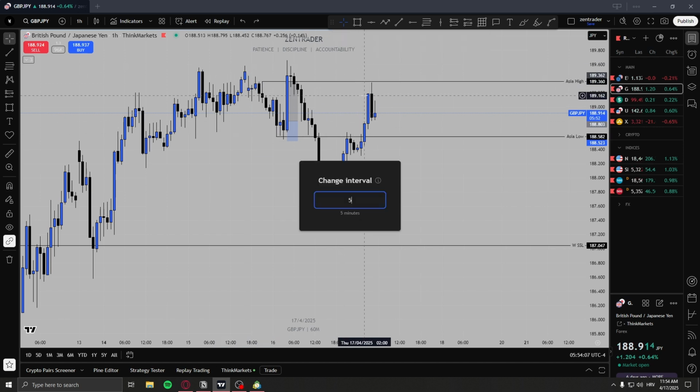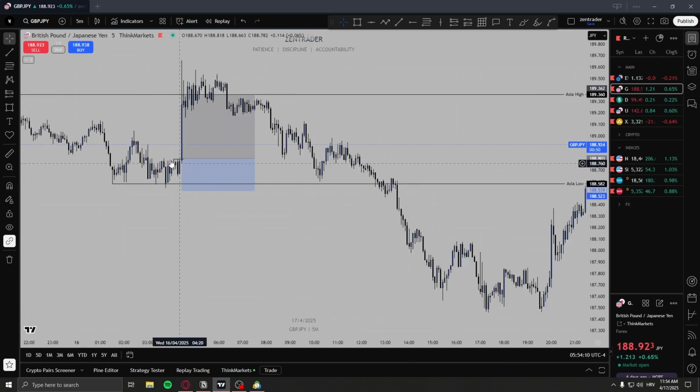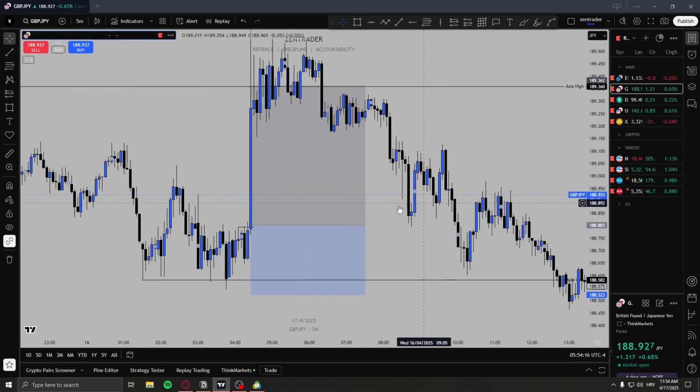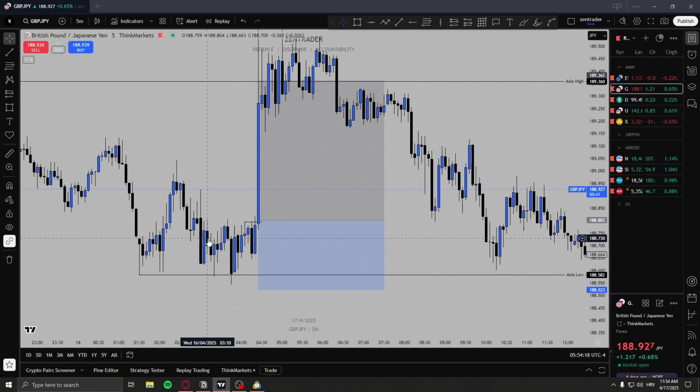So once I was on the charts in the morning, I saw that we swept the Asia low, and then I was waiting for a break of structure to the upside. In this case, as you can see, we did not even get any break of structure to the upside. I was looking for this candle or this candle to close above this swing high. This one was very close, but it didn't close, so I didn't enter.